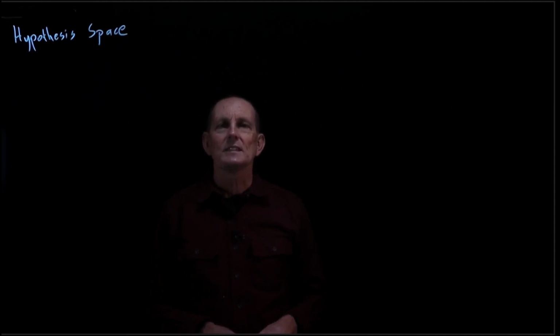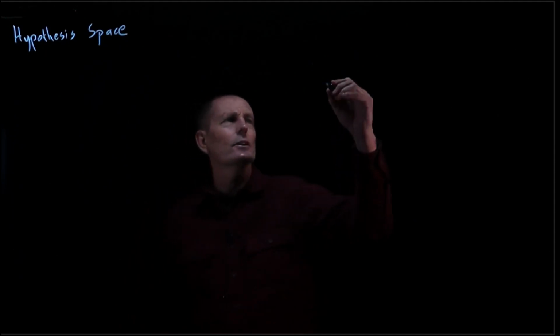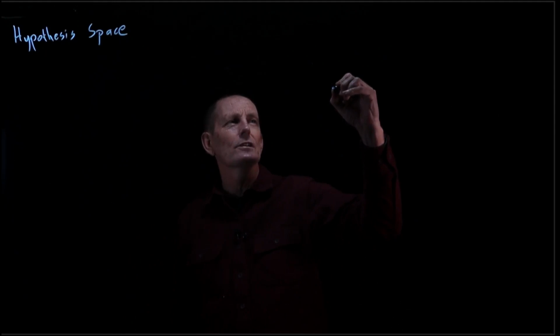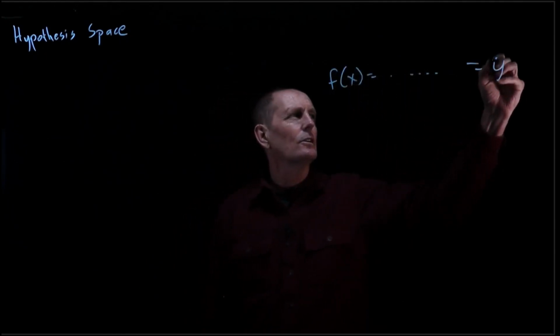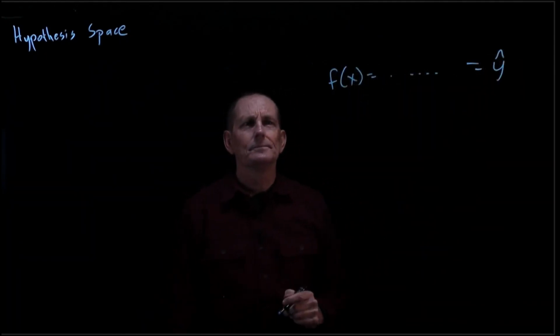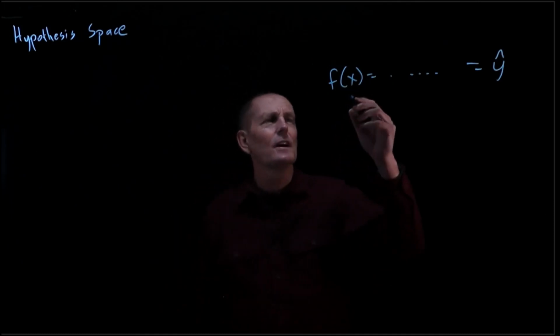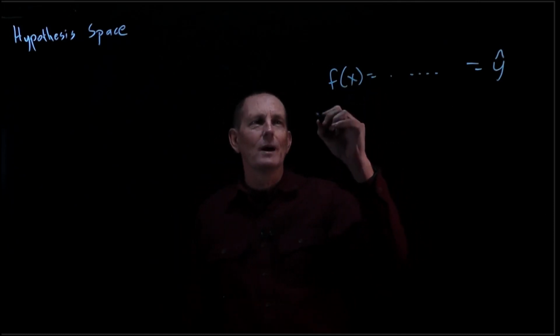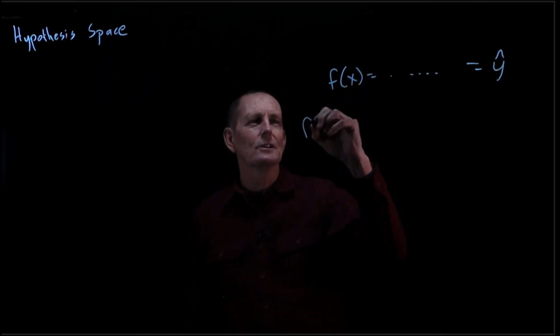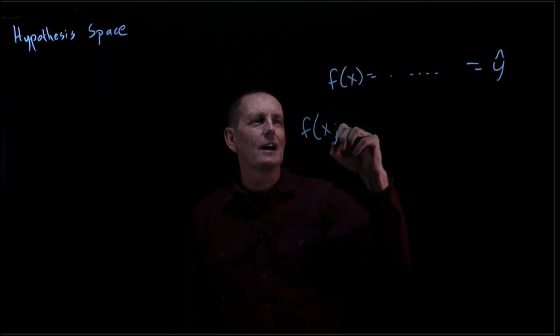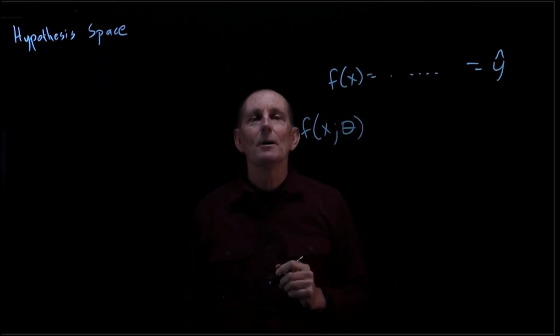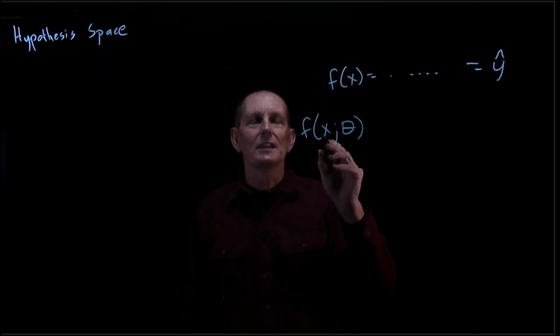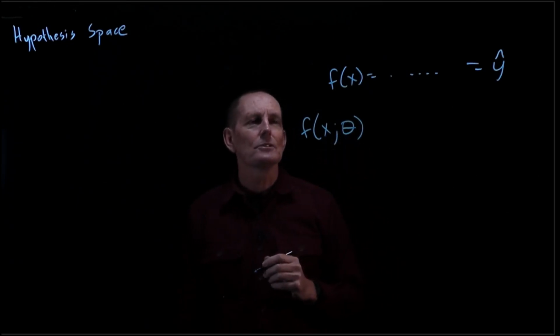So let's talk now about hypothesis space. The idea here is we have some function which computes a y-hat. And this function is actually parameterized by our parameters theta. So you can really think of it as twofold. The function includes both the input and then whatever the parameters are.